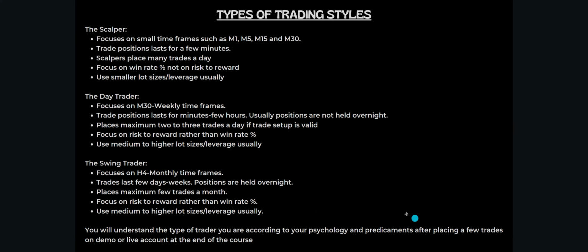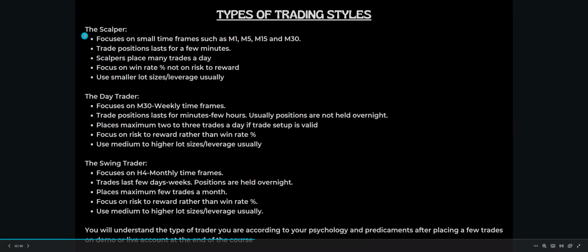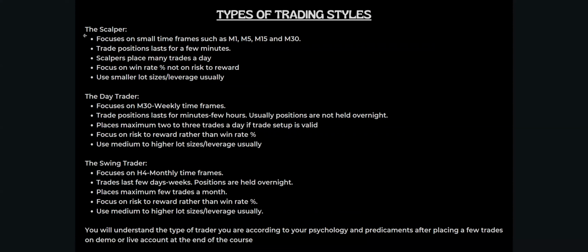So we have 3 types of traders. We have a scalper, a day trader, and a swing trader. A scalper is someone who spends every single day trading, right? So this person trades smaller time frames, such as the 1 minute M1 all the way to the 30-minute. They trade a lot of positions, right? They place many trades a day, and their trades also last a few minutes, right?